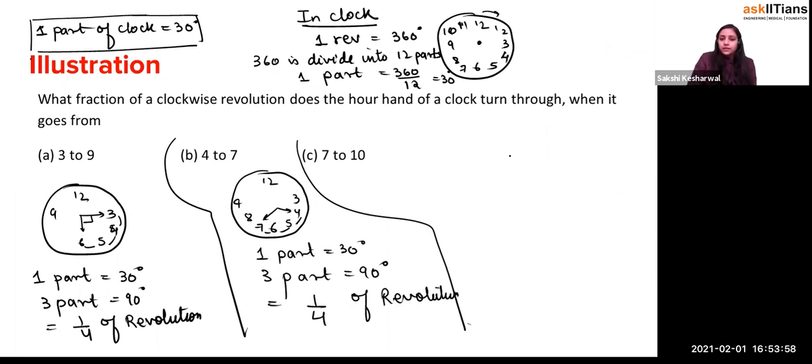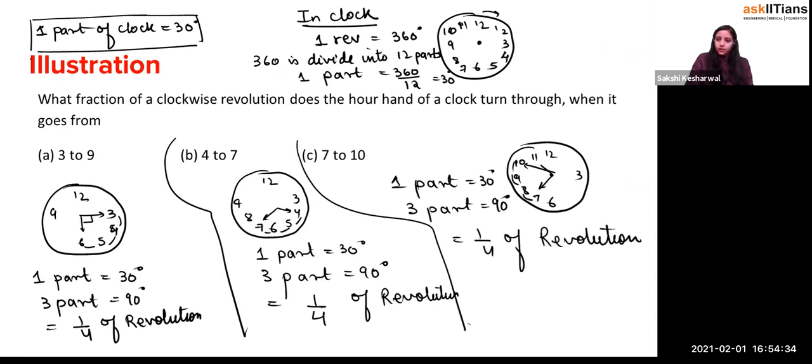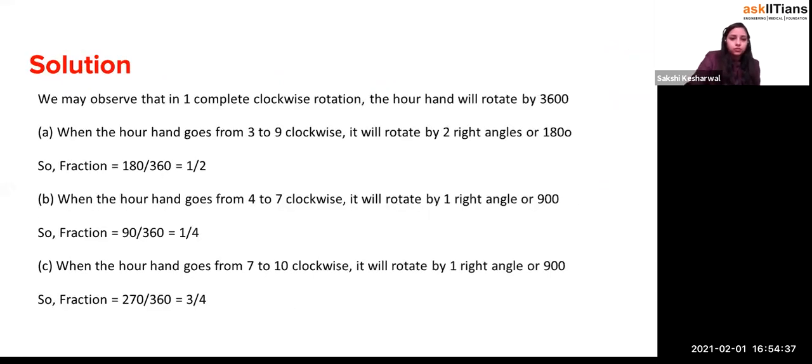Yes. Similarly, it says from 7 to 10, right? So this is 12, this is 3, this is 6, and this is 9. So this is 7, 8, 9, 10, and 11. It's going from 7 to 10. How many parts? One part, two parts, and three parts, right? Again, three parts. One part is 30 degrees, so three parts is equal to 90 degrees, which is 1 by 4 of a revolution. Yes or no? Yes. Okay.